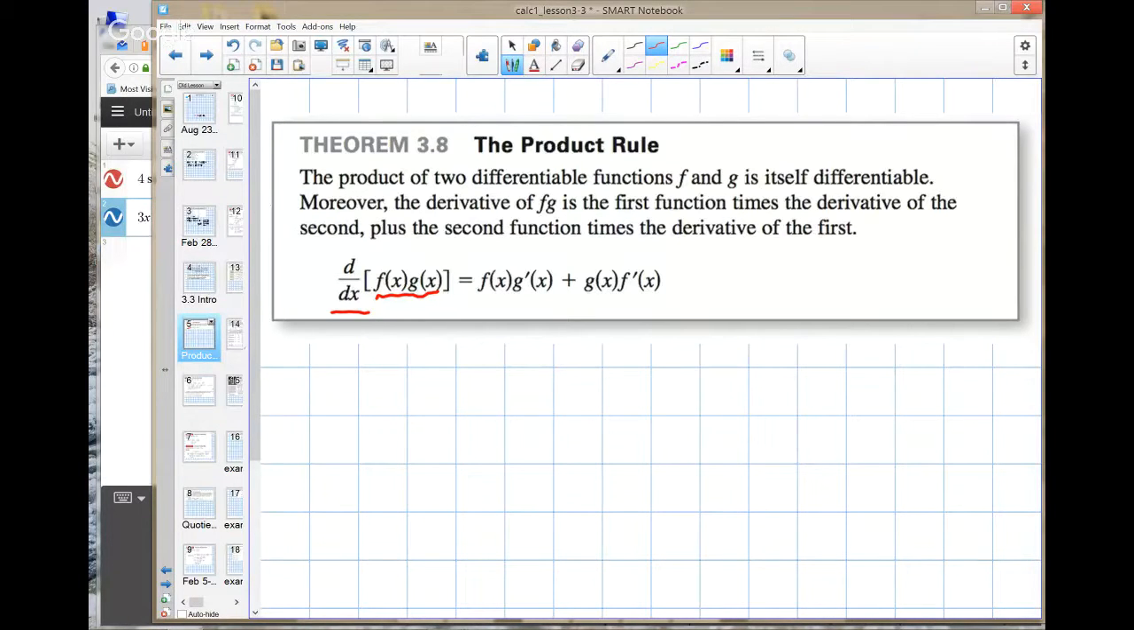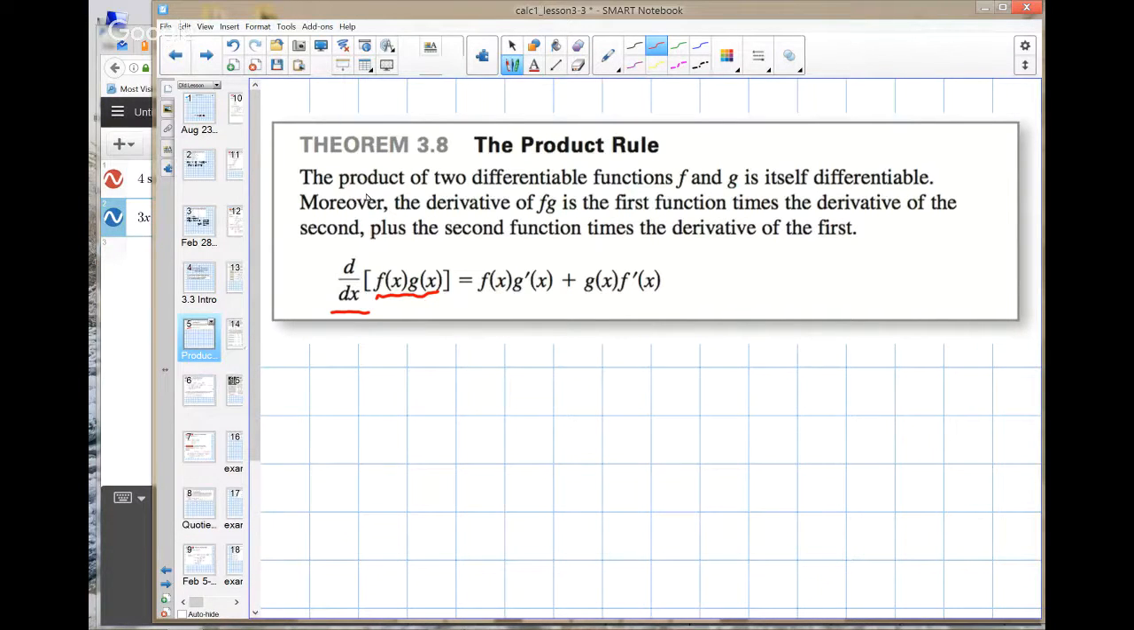So one more time, if I have two functions that are multiplied and I can't multiply them out, then I have no choice if I need the derivative: I have to use the product rule. And the way to do it is take the first function times the derivative of the second function, plus the second function times the derivative of the first function. And you'll of course have to know that. All right, so that's the rule.